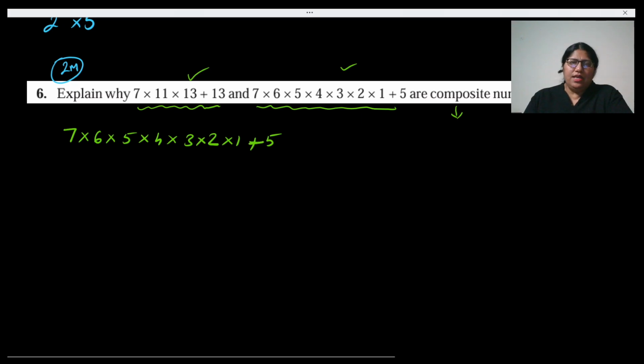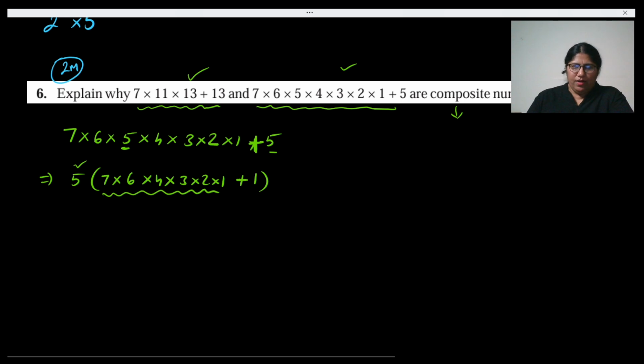So first, if you see, there is a plus sign and 5 is common in both the terms. So I can take 5 common here. So what will be left? 7 times 6 times 4 times 3 times 2 times 1, and then plus 1 will be left. Now multiply these numbers, because you have to multiply. You need to show I'm getting 5 as one of the factors, right? Now you multiply 7 times 6 times 4 times 3 times 2, you will get 1008. So I can write this as 5 times (1008 plus 1), which is nothing but 5 times 1009.